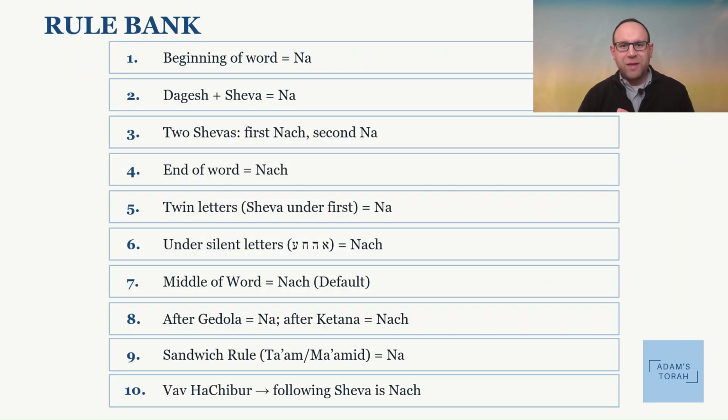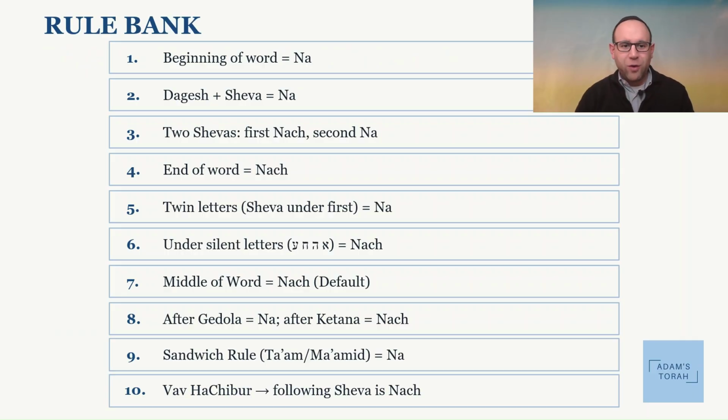Okay, this will be our final rule bank slide, so I encourage you to take a screenshot, save this for yourself for later. Let's go through the 10 rules that we learned for Sheva Na and Sheva Nach. Rule number 1, a Sheva at the beginning of the word is a Sheva Na. Rule number 2, a Sheva under a letter with a dagesh, Sheva Na. Rule number 3, if you have two Shevas in a row, the first is Sheva Nach and silent, the second is Sheva Na.